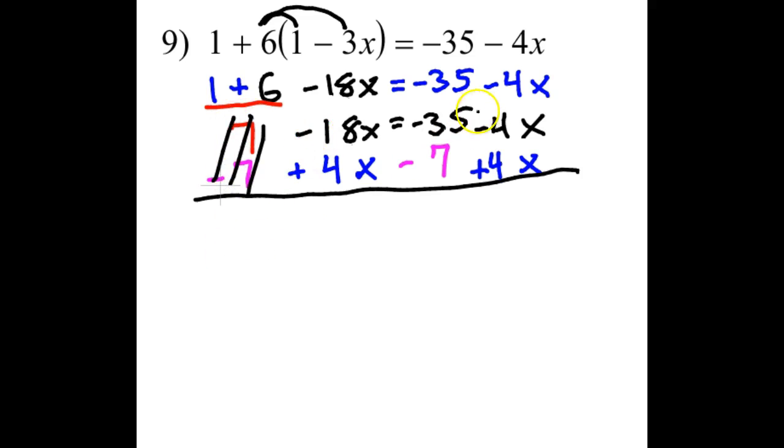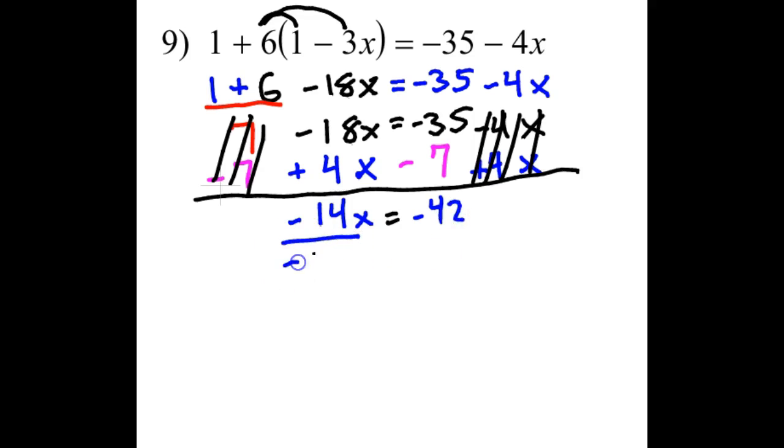7 minus 7 is 0. 4 minus 4 is 0. Variables are on the left, numbers are on the right. Equal sign in the middle. Alright, negative 18 plus 4 is negative 14. And negative 35 and negative 7, negative 42.